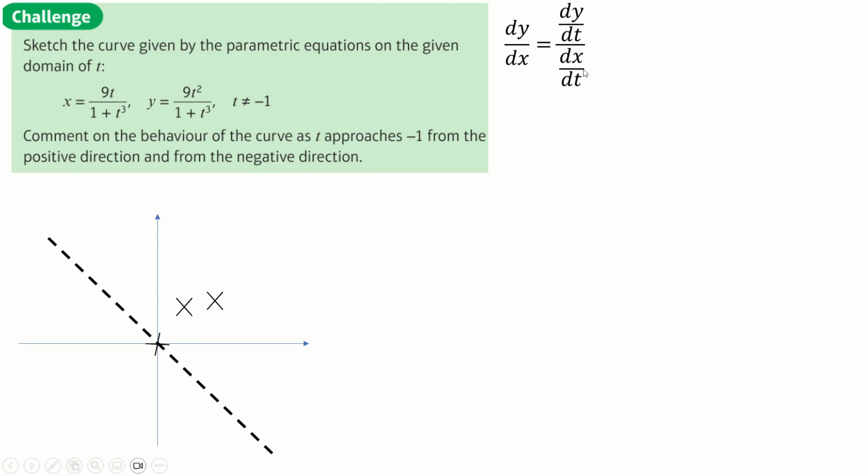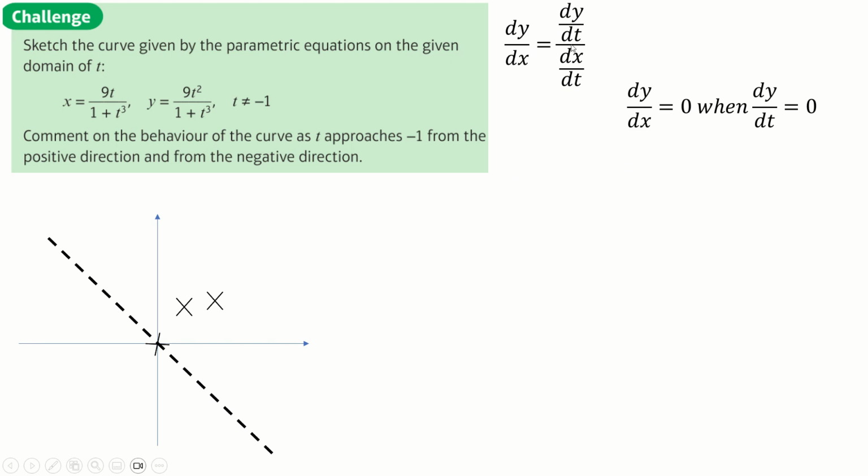Now, the only thing that's interesting about this is this implies that when dy by dt is 0, dy by dx is 0, which is cool because dy by dx is 0 gives us horizontal stationary points. So to check for horizontal stationary points in a parametric setup, we can just check dy by dt equals 0.